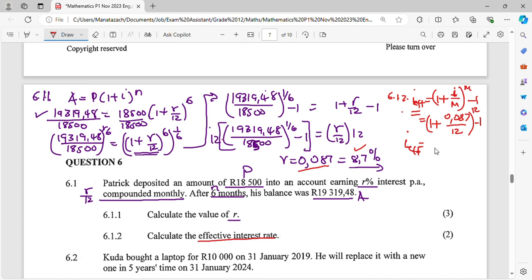So that will give us 0.091. So if I want to write this in terms of percentage, that would be 9.1%. That's the effective interest rate.